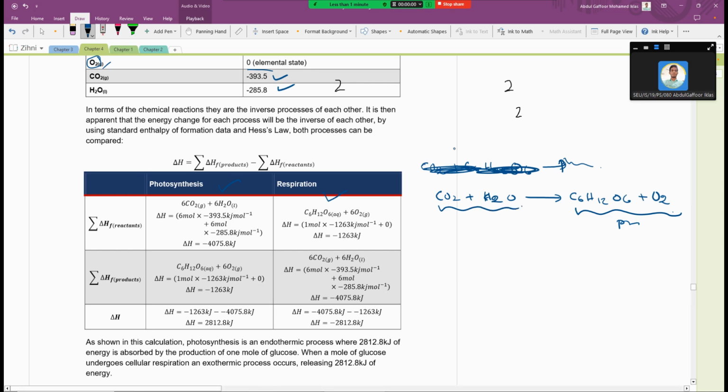Now we can first calculate the delta H formation of this carbon dioxide and H2O, right? So here we have 6, here also we have 6, and here also we have 6. Now you see, we have to just find out the value for this, not for this. If this is in the photosynthesis process, these are reactants, but in respiration they are products, vice versa. Do you understand? The vice versa.